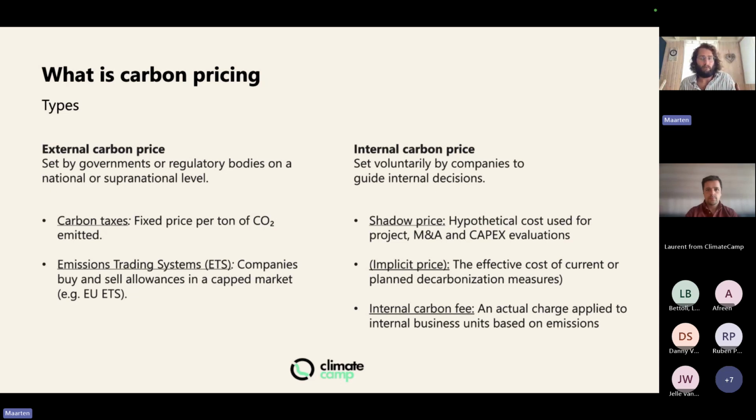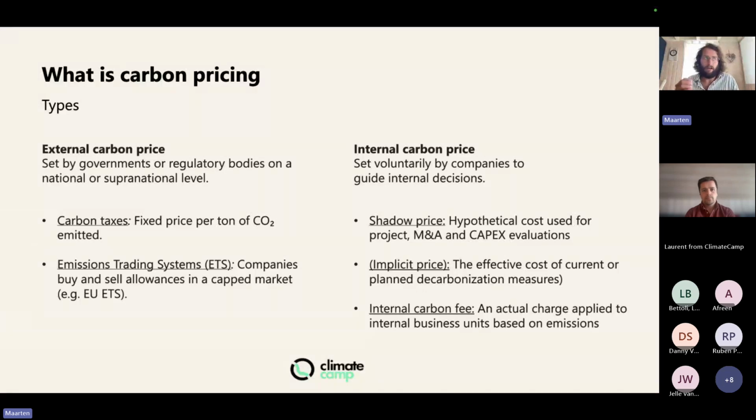Now, the second one is an implicit price, but I've placed it between brackets here because it's the effective cost of current or planned decarbonization measures. But the problem with implicit price is it's very specific, and it often relates to scope 1 and scope 2 investments, as well as if you are a fuel company or if you are an energy company. Because if you would, for example, lay solar panels on your business, the cost of that project and the emissions it reduces over time may differ a lot depending on which site you are laying solar panels on, the price of solar panels in that specific country.